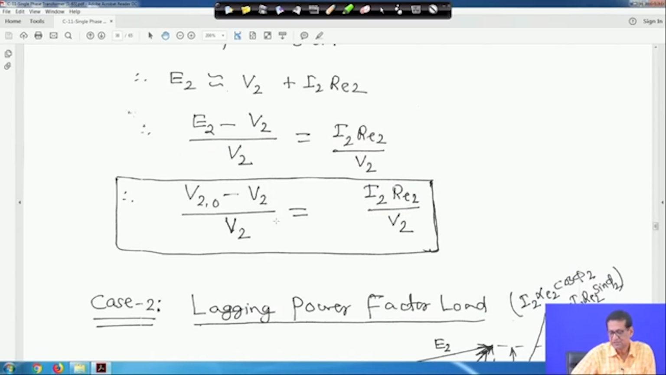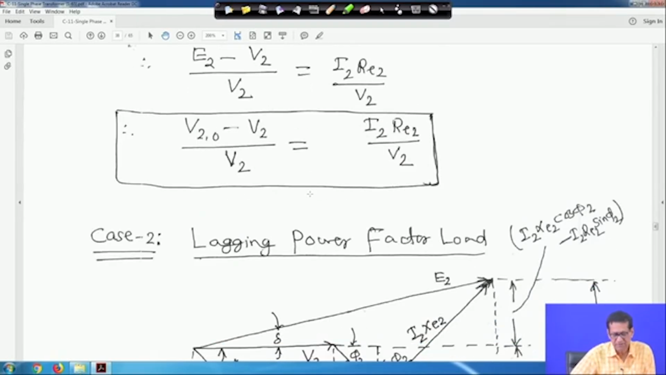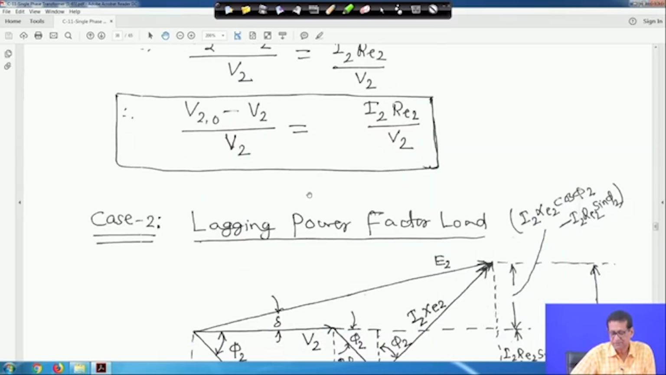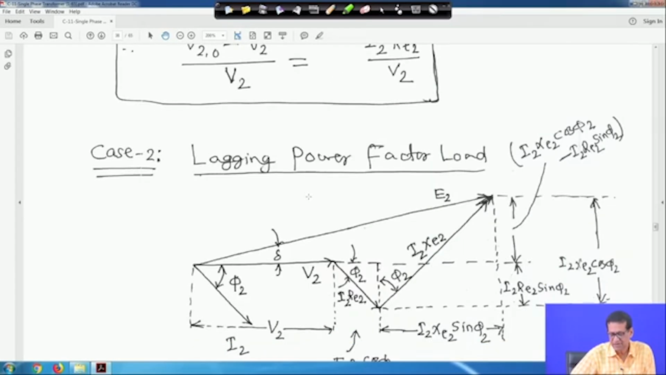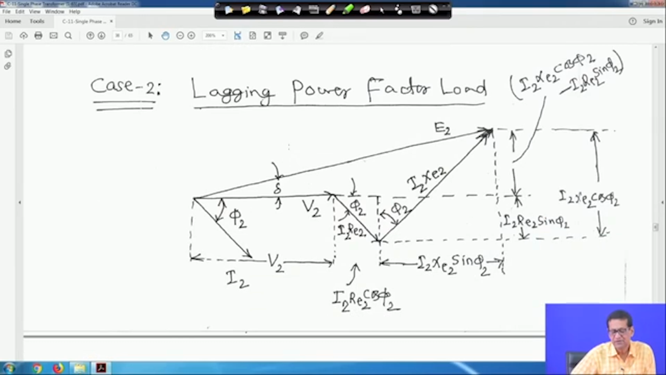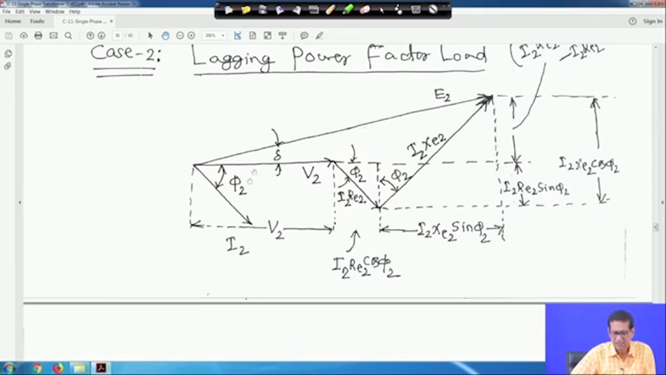So, this is the expression of the regulation. Similarly, for a lagging power factor load, that means the current is lagging. So, this is my secondary current I2, and it is lagging from V2 by an angle phi 2. In that case, the current is lagging, so along this the drops will be I2 Re2 and then I2 Xe2 will be this one.